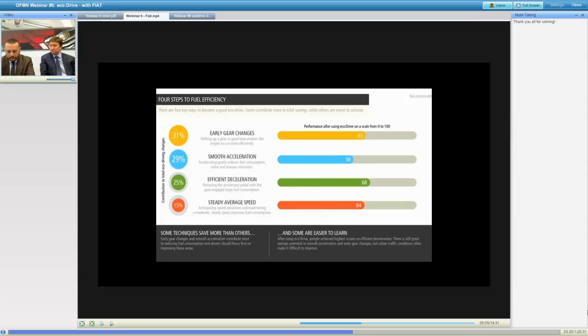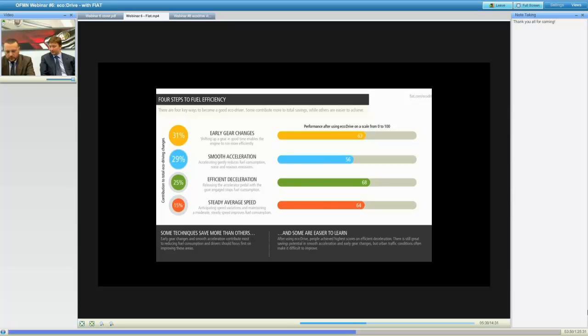What we discovered then is that on deceleration, of course, people can learn much faster and easier, and as you can see from the slide, it's contributing 25% on overall saving, but in terms of result and ease of use, the deceleration is the easiest parameter to learn.